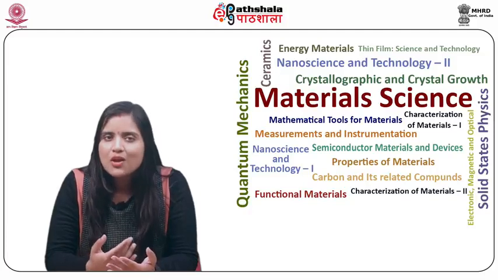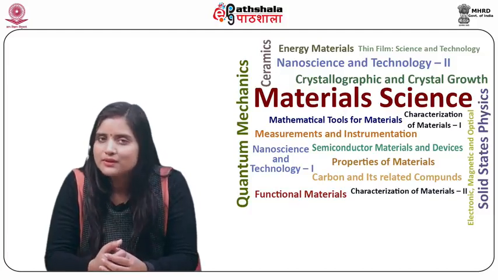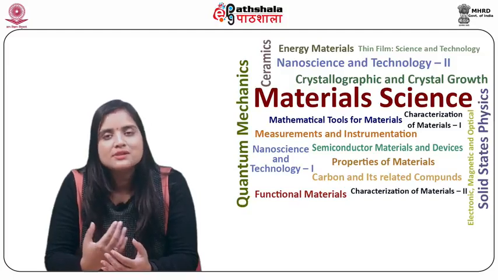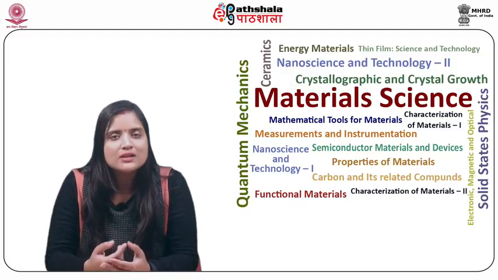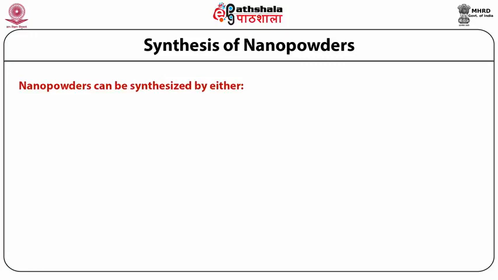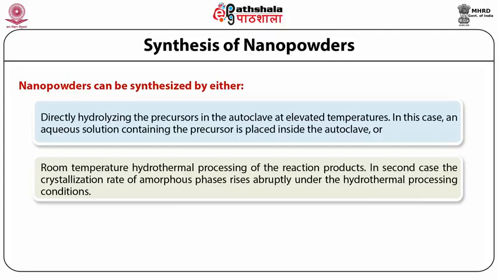Furthermore, there exist solvothermal processing techniques which are analogous to the hydrothermal methods. The main difference between the hydrothermal and solvothermal processes is that the latter uses organic solvents and supercritical carbon dioxide. Nanopowders can be synthesized either by A, first directly hydrolyzing the precursors in the autoclave at elevated temperatures. In this case, an aqueous solution containing the precursor is placed inside the autoclave. Or B, room temperature hydrothermal processing of the reaction products.